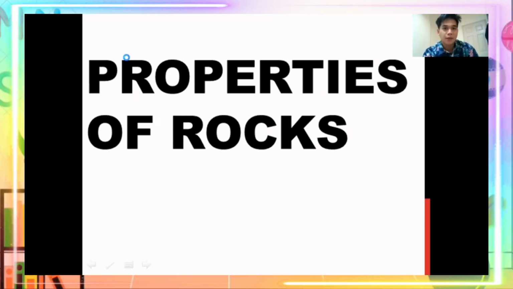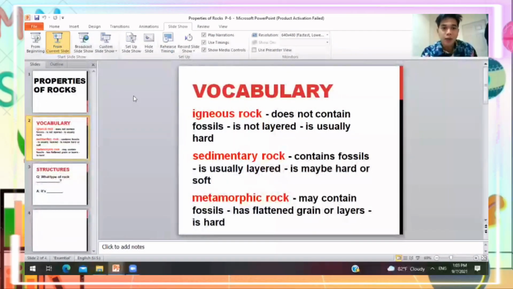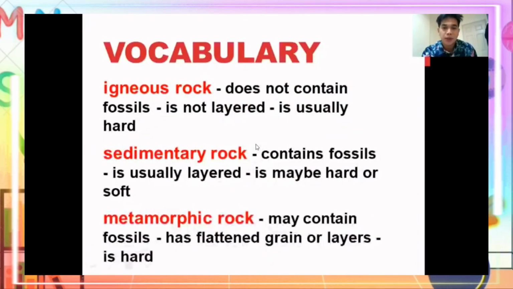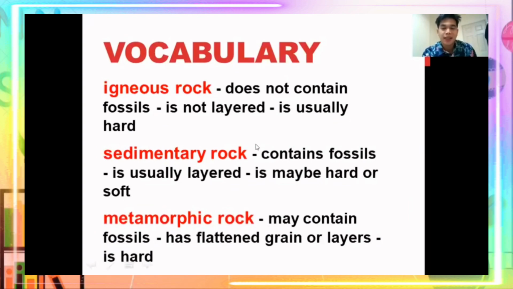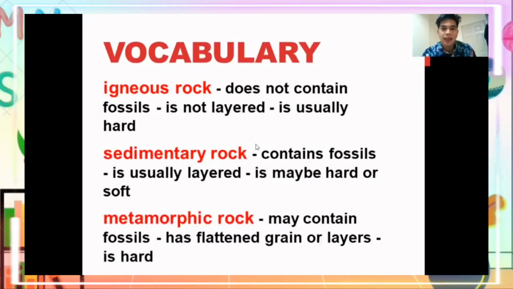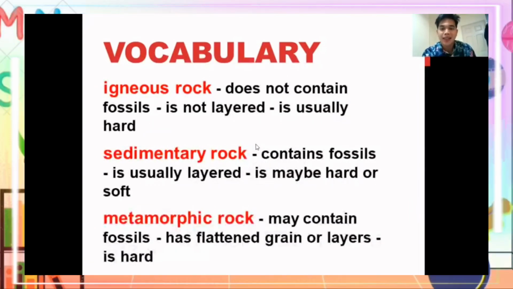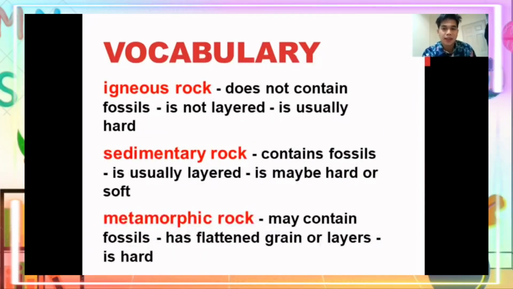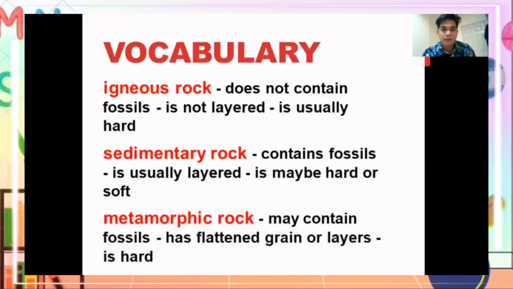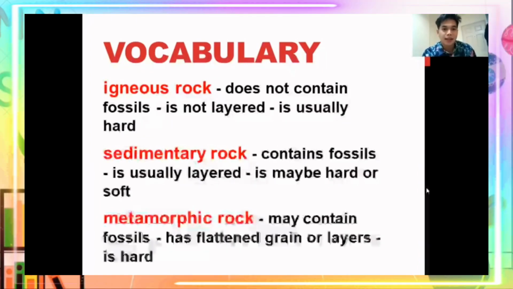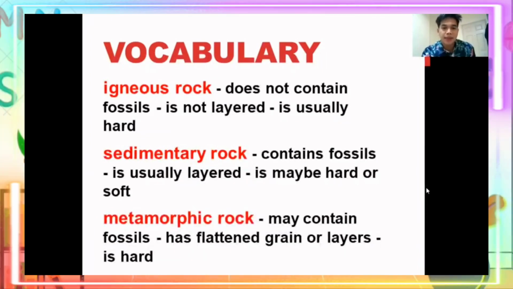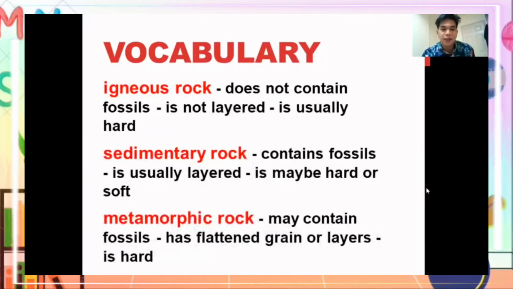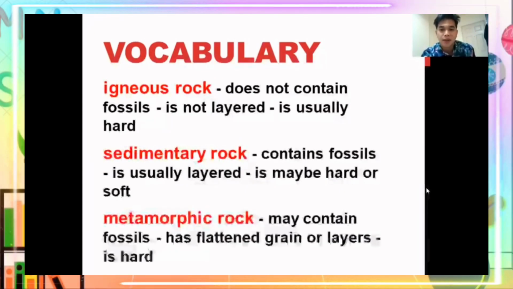Now let's read our vocabulary words. We have igneous rock. It does not contain fossils, is not layered, and is usually hard. Sedimentary rock is usually not hard, contains fossils, is usually layered, and may be hard or soft.